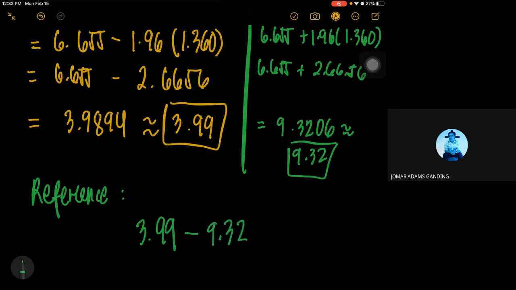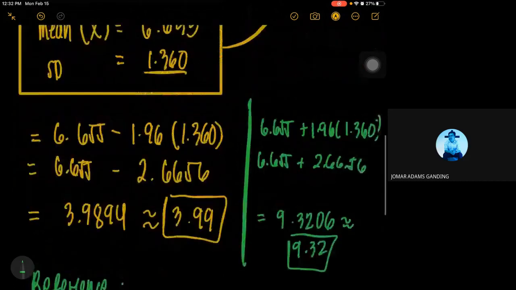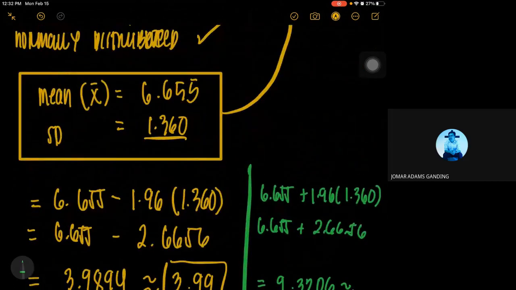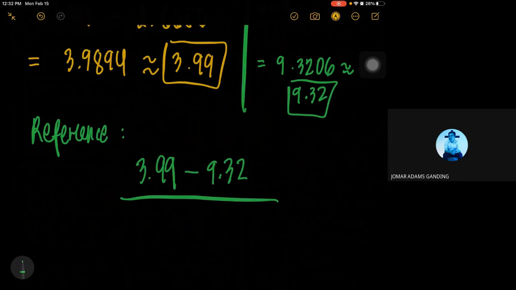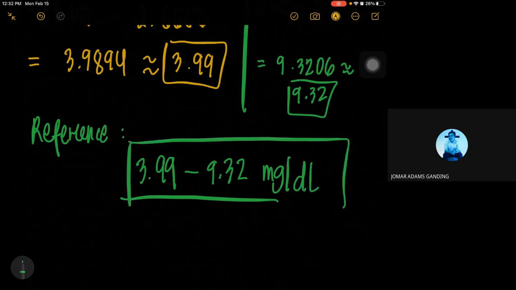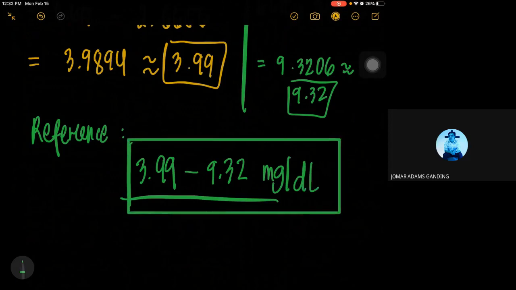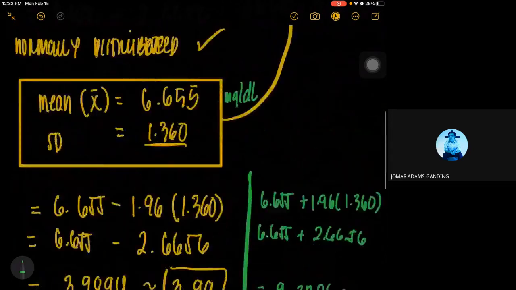Always remember the unit of whatever was given. So take for example, the mean given was in milligrams per dL. So the reference range now will be 3.99 to 9.32 milligrams per deciliter. So there you go, guys. This is already your reference range. So I hope that's clear. Isn't it? It's easy.